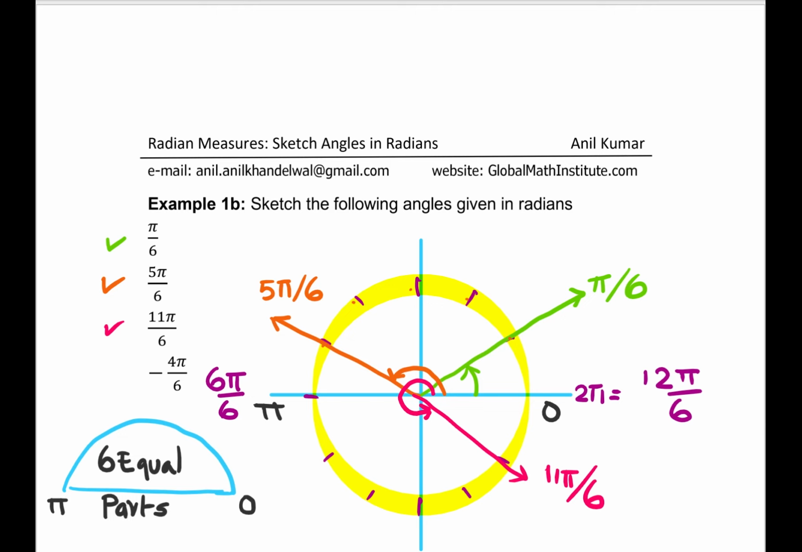Now the question is, how do we draw the angles which are given to us with negative sign? Negative 4 pi by 6. Let's try this out. Now negative really means that we have to do clockwise, right? So clockwise, let's move in this direction. So we can move 1, 2, 3, 4. So if I move 4 divisions clockwise, we get minus 4 pi by 6, right? So that is what we call minus 4 pi by 6. Is that clear to you? So that is how we are going to sketch these angles.